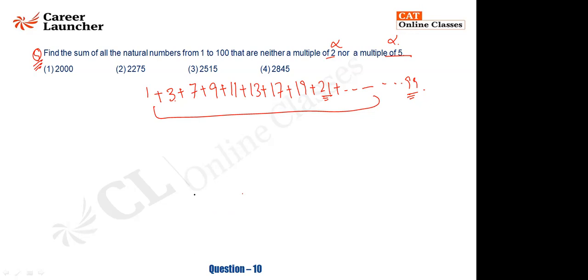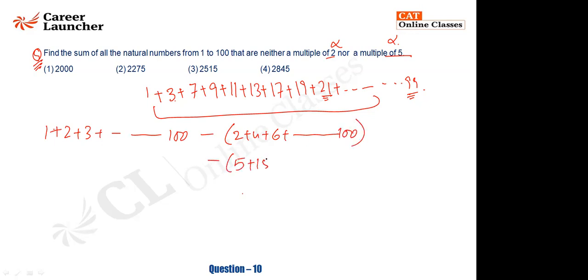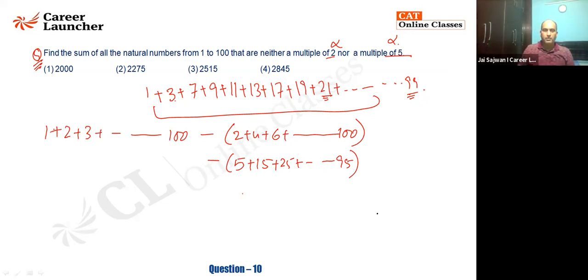Okay, so can we start with this one? What I'll do in this particular case is I'll pick up all natural numbers 1, 2, 3, 4, 5 till 100. And my dear, I will subtract all the numbers which are multiples of 2. I'll also subtract the numbers which are multiples of 5, but they should be odd multiples of 5. Why? Because if you are taking 10, they are already subtracted, 20 is already subtracted, 30 is already subtracted. That's why I'm taking only odd multiples of 5. Is that fine, everyone? Yes. So what is the sum of the first 100 natural numbers?